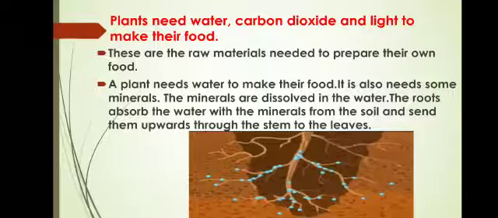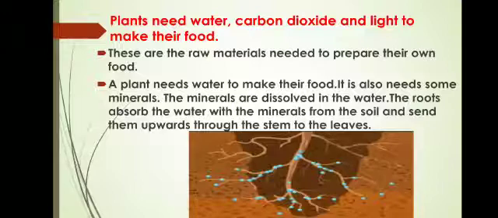First one is water. Water is one of the main materials needed to prepare the food. Plants need water to make their food. They also need some minerals. The minerals are dissolved in the water. The root absorbs water with the minerals from the soil and sends them upwards through the stem to the leaves.